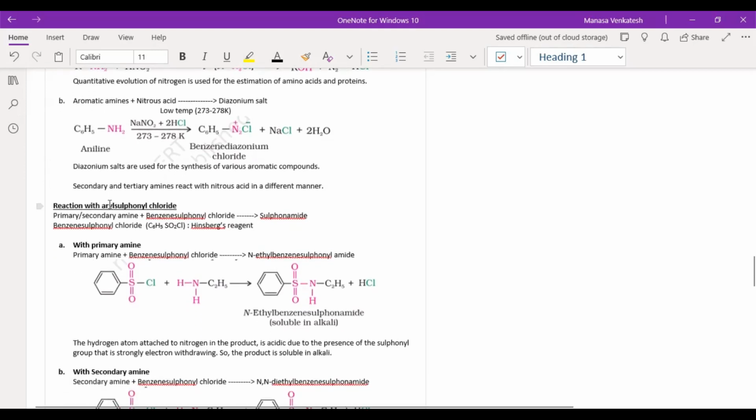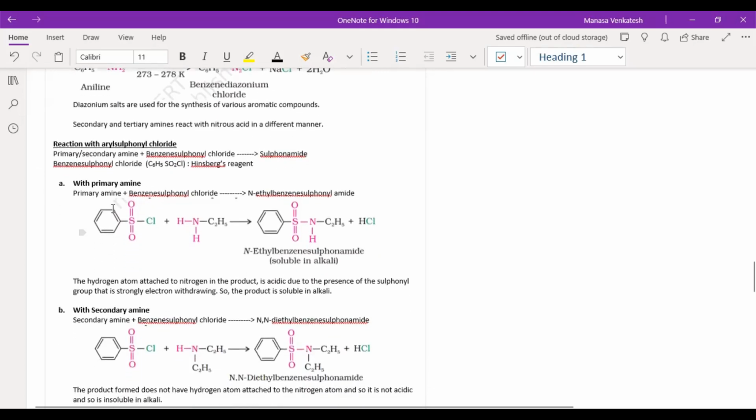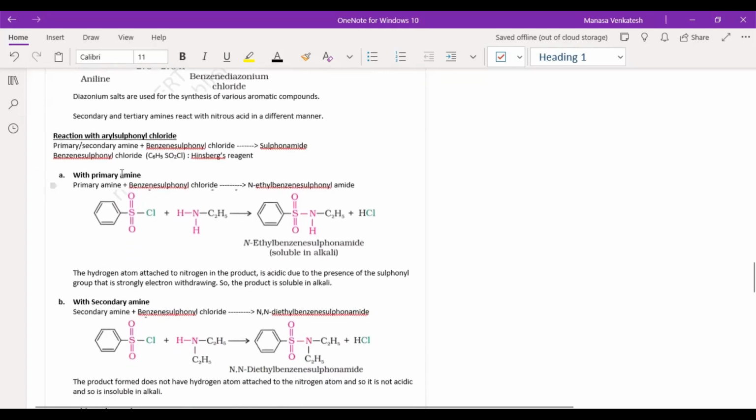Next is reaction with aryl sulfonyl chloride. So aryl sulfonyl chloride is C6H5SO2Cl, and this is called Hinsberg's reagent. And what happens is primary and secondary amines react with benzene sulfonyl chloride to give us a sulfonamide. So here we have the reactions. A primary amine, ethylamine, is reacting with benzene sulfonyl chloride to give us N-ethyl benzene sulfonamide.